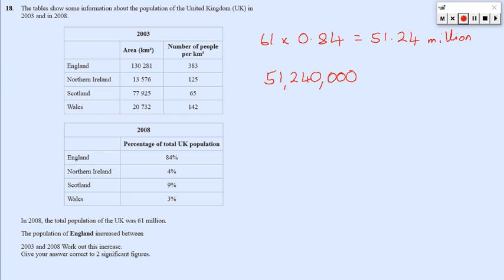Well, the area is 130,281 and there are 383 people in every kilometre squared, so I just need to multiply those two numbers together to work out the population of England in 2003, which gives 49,897,623. It says the population of England increased, work out the increase, so take those two away, which is an increase of 1,342,700.